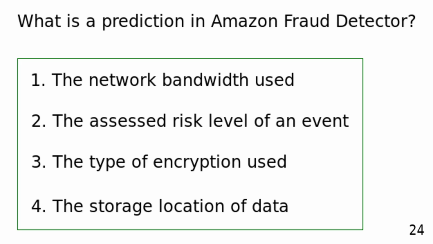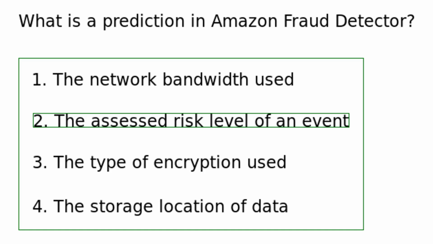What is a prediction in Amazon Fraud Detector? The network bandwidth used. The assessed risk level of an event. The type of encryption used. The storage location of data. A prediction in Amazon Fraud Detector refers to the assessed risk level of an event, indicating the likelihood of fraud.